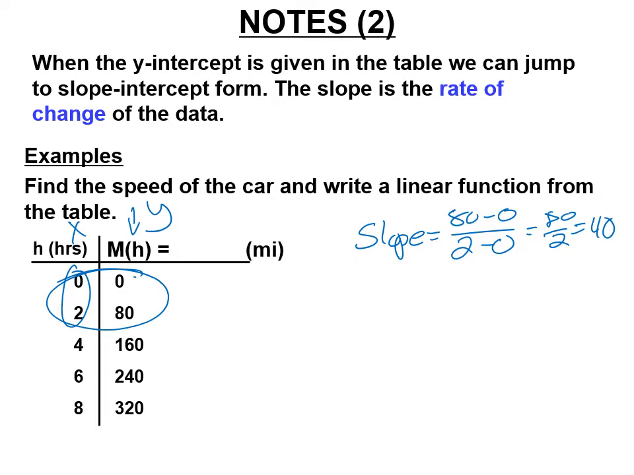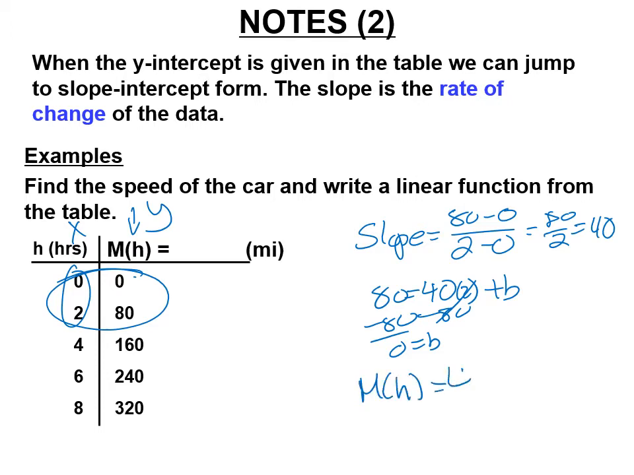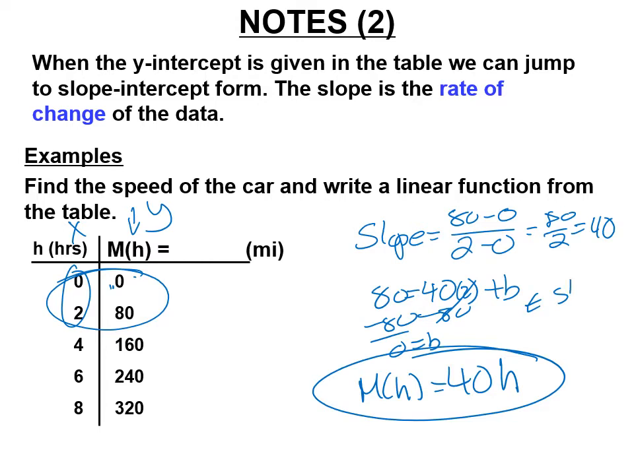Find the speed of the car and write a linear function. Okay, so I'm going to use the y equals mx plus b method. Right, so y equals 40x plus b. And so I can use any of these points. I could use 0, 0, but I'll use 80 and 2. And that gets b equals 0. So what does that mean? All right, so it's m of h equals 40h, not x, right? We're writing a real world function. Because 0, 0 was in there, I could have actually skipped this whole step.